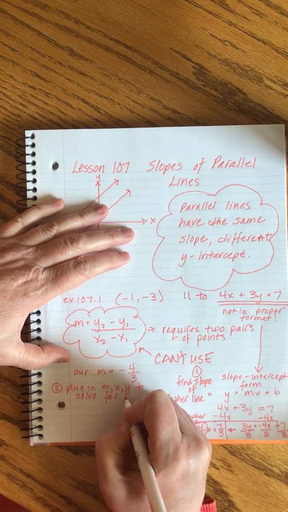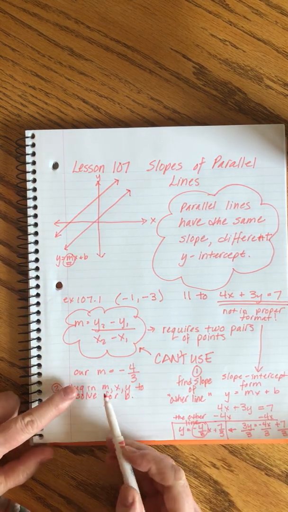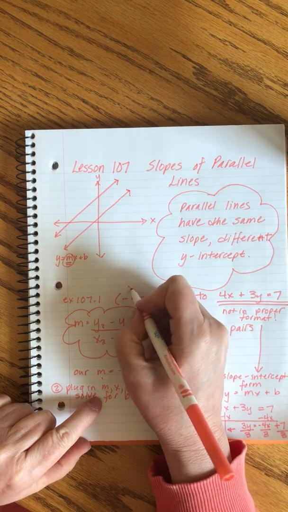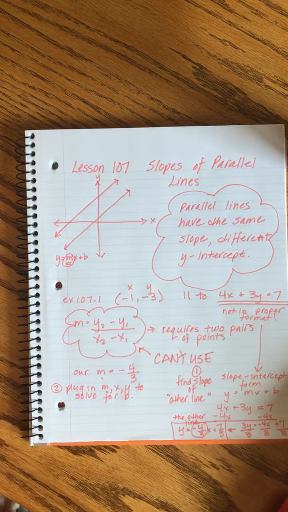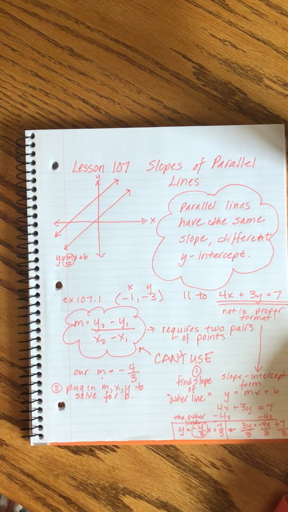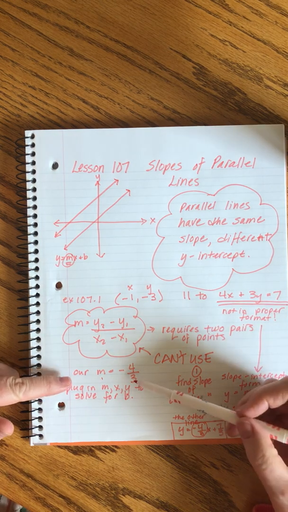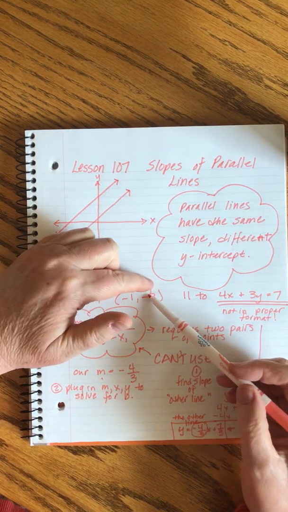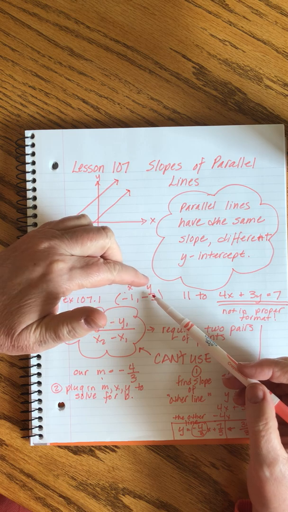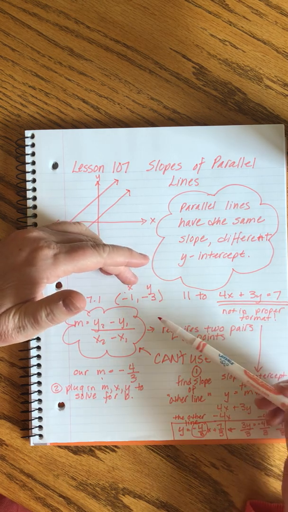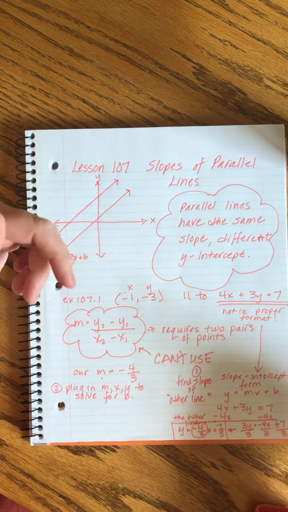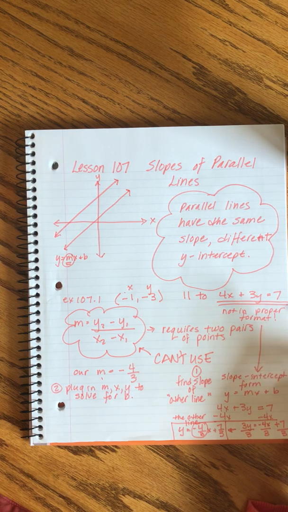I'm going to do that on the other page, but let me just explain. Now that we have m, we also have an x and a y. We don't have to number them 1 or 2 because we only have 1 pair of points. So now we can take this m, this x and y that we know are on our line, and we can plug it into y equals mx plus b and solve for our line.